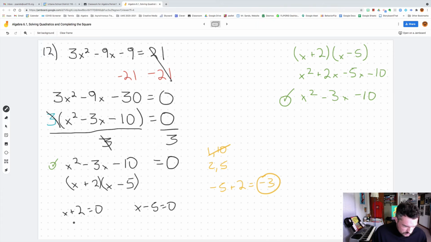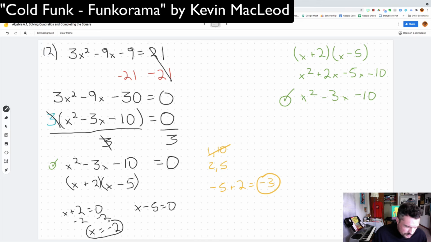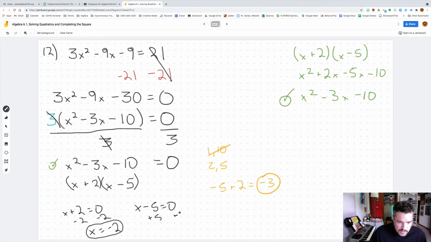So take away 2, take away 2. This is going to be x equals negative 2. So at the point of negative 2, there's 1, 0. And then add 5, add 5. This is going to be x equals positive 5. So this parabola crosses the x-axis at the point negative 2 and at the point 5.